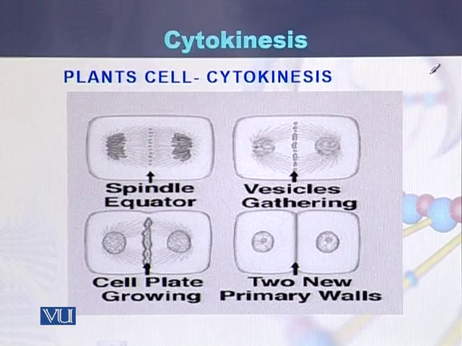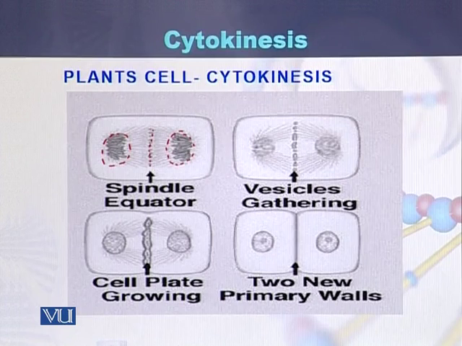This is the single cell where we can see that chromosomes are at the poles in the form of nuclei. There are two nuclei, and in the middle there is a spindle equator, and at this spindle equator small vesicles start to form, and these vesicles start to grow, and ultimately after the growth of these vesicles, one cell is converted into two cells.